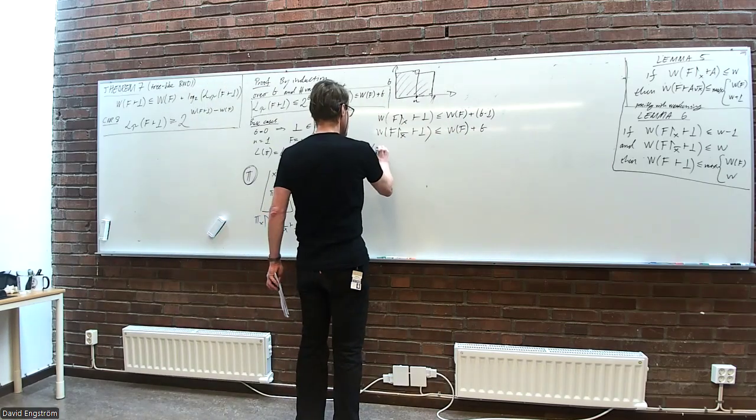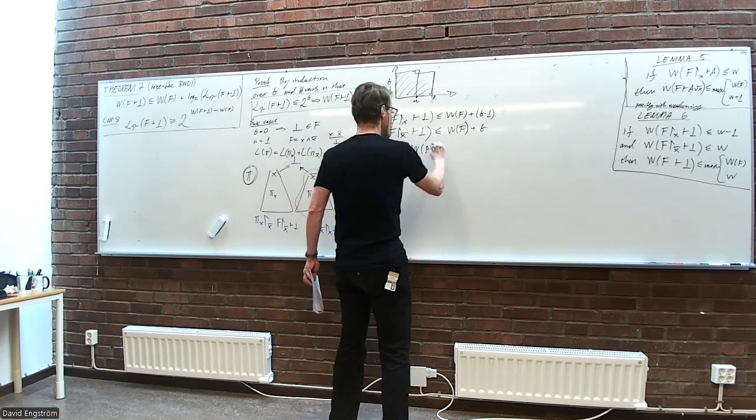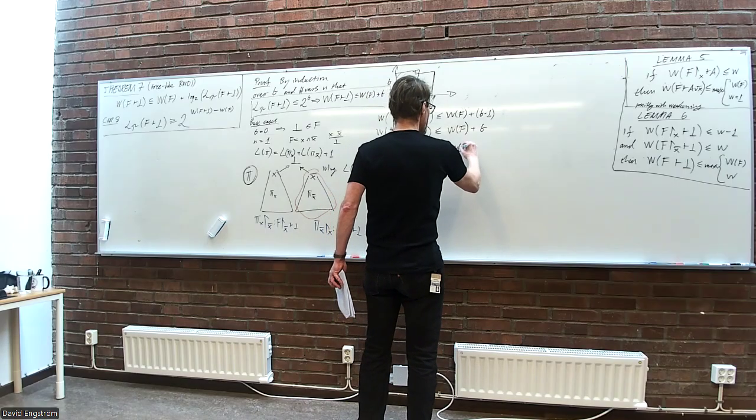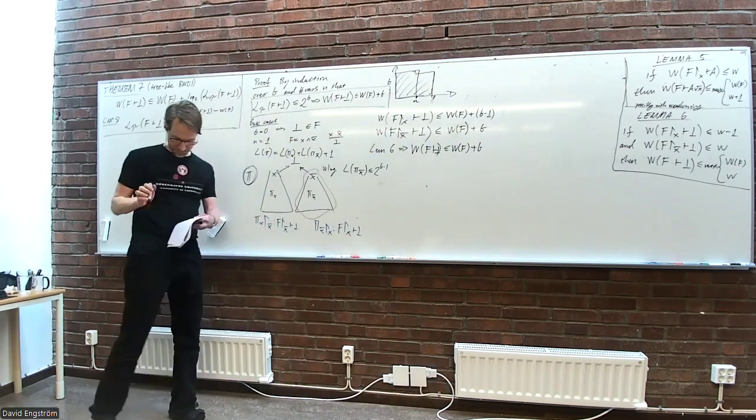By lemma 6, now says that the width of refuting f is at most the width of f plus b. And this is what we want.